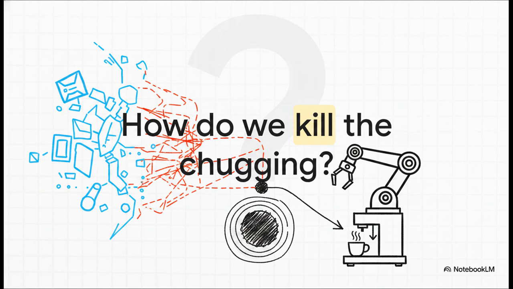So that drops us right into the big question. How exactly do we kill the chugging? Because look, if we're going to safely translate abstract code into real physical movement, like, say, moving a robotic arm or dispensing a cup of coffee, we absolutely have to get rid of this chaotic mechanical scanning. We literally can't afford lag when physical reality is on the line, right?